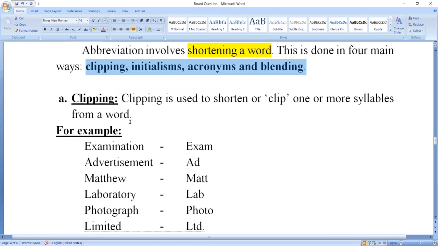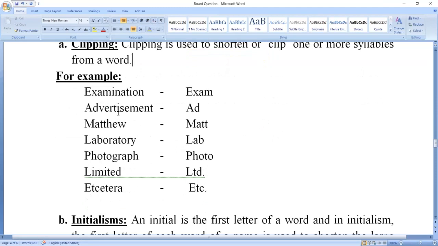Okay, so the first one is clipping. Clipping means to shorten or clip one or more syllables from a word, that you have to remove one or more syllables from a particular word to shorten it. How? If you go through these examples, you will understand better. Examination is a large word, but if you remove the INATION, the word becomes exam. So examination, we have clipped or cut out this part from the word, and it has been shortened to exam.